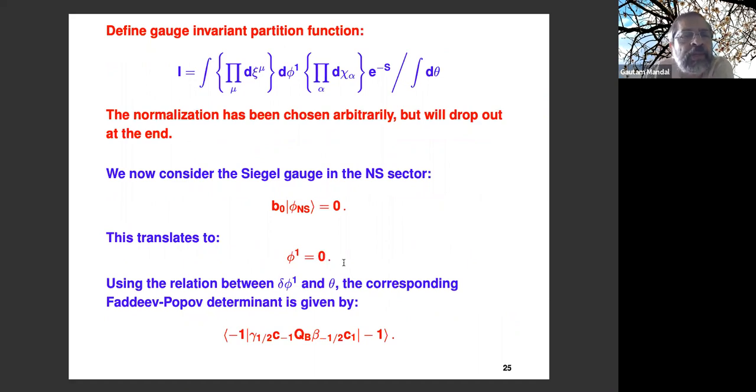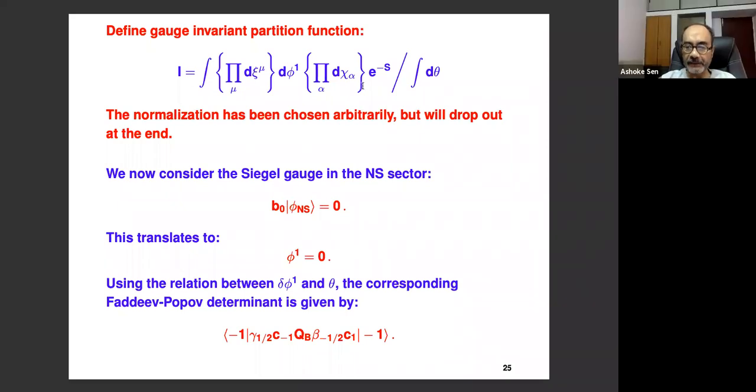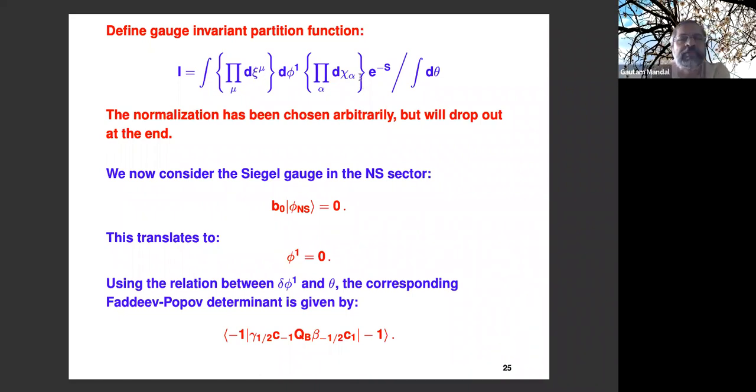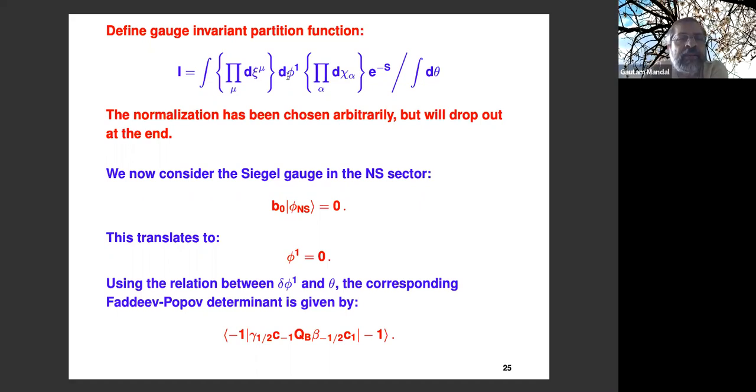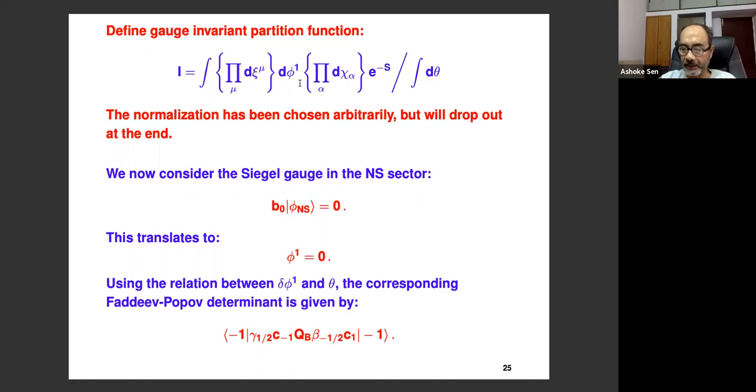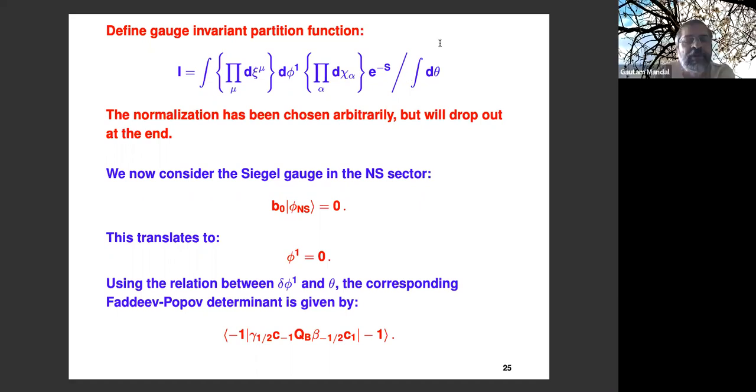Ashok, in this expression for the identity, shouldn't you have had some delta function corresponding to the gauge fixing slice? No. Here I have, this is a gauge invariant partition function. I'm going to do the gauge fixing. The delta function in this case will be just delta phi 1, right? I'm setting phi 1 equal to 0. Got it. So I'll just remove the phi 1 integral from this and put in the Faddeev-Popov determinant. And then the integral over theta will go away from the geometry.